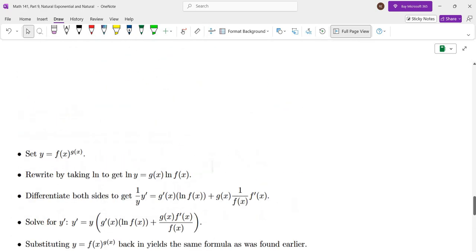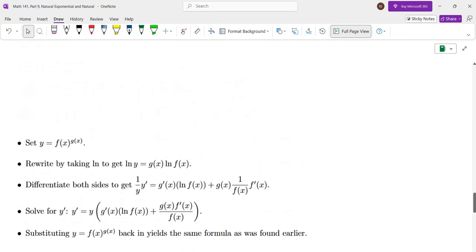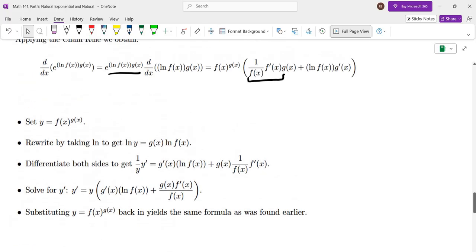Okay, so now we are going to look at the other method. The other method is logarithmic differentiation. So what is logarithmic differentiation? You take the function f of x to the power of g of x, and set that equal to y. You take the natural log of both sides, so you get natural log of y equals g of x natural log of f of x.